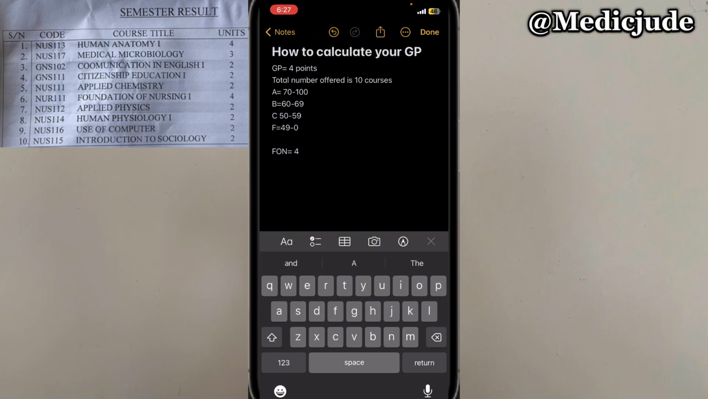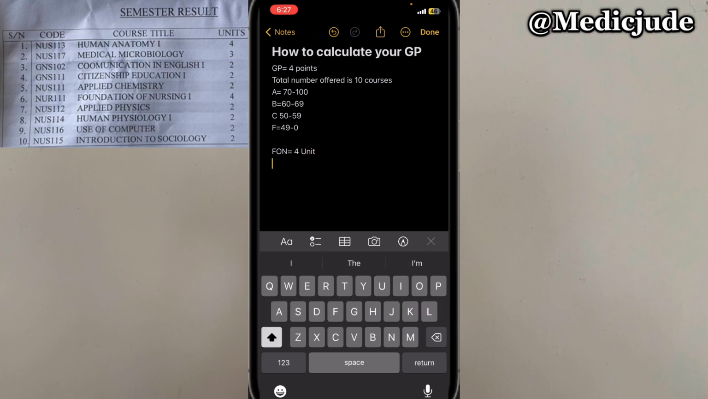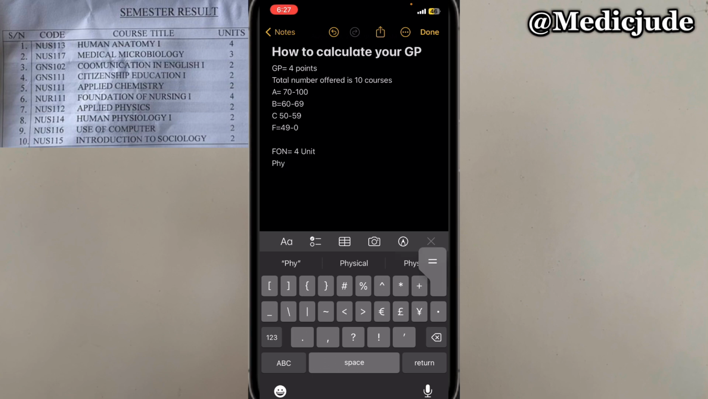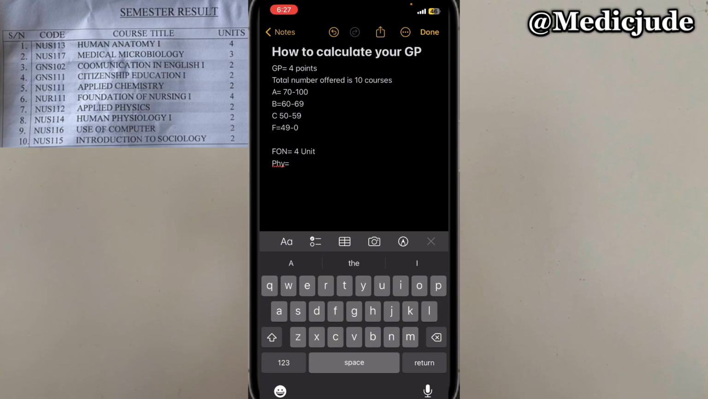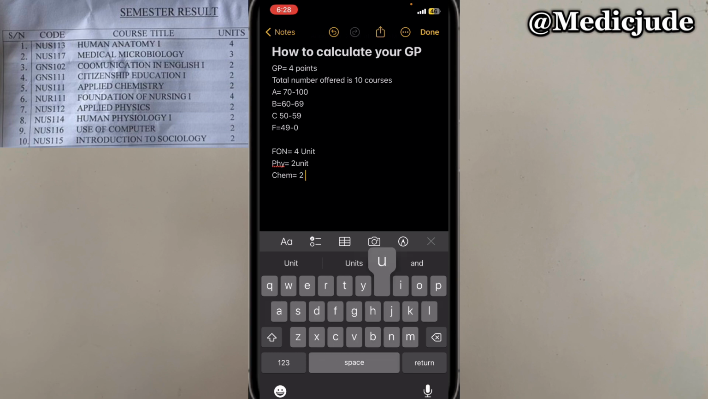So no matter what you're doing in this life, try your best to get either an A or a B on this particular course. So 4 units, you're having a total of 4 units. The next one we're placing into consideration is physics. You're in 100 level, so you are offering physics. The credit units offered in the school for physics is 2 credit units. The second one we are having here is your chemistry. Your chemistry is also a total of 2 credit units.